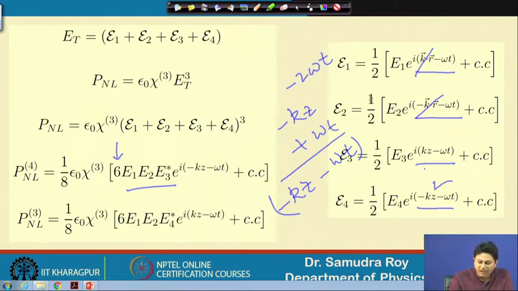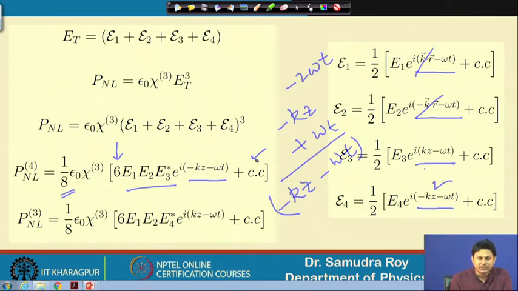All the fields have a half term with them. So if I multiply 3 fields, 1 by 8 will be here, and the phase will be sitting simply like this with a complex conjugate term. So, this is a very simple way to find out the P nonlinear 4. I believe you can easily find it out, and if you are given a different kind of phase, you can readily find what the value should be.